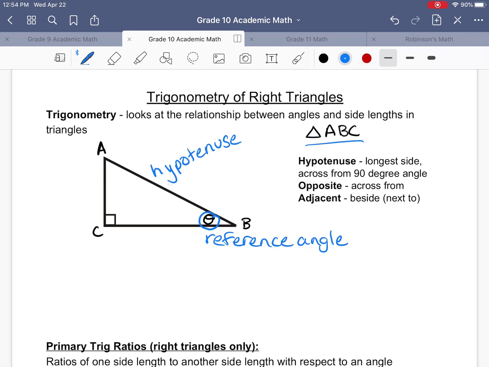And then we're going to label the other two with respect to the reference angle, because the hypotenuse does not change even if the reference angle is elsewhere, but the opposite and the adjacent side are labeled specifically with respect to the reference angle. So we look at our reference angle, which I'm calling theta here, and across from theta we have our opposite side. And beside theta, or next to, this is our adjacent side.